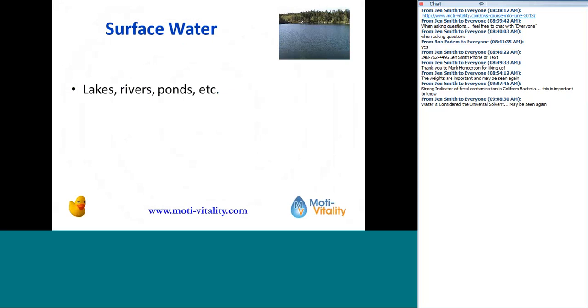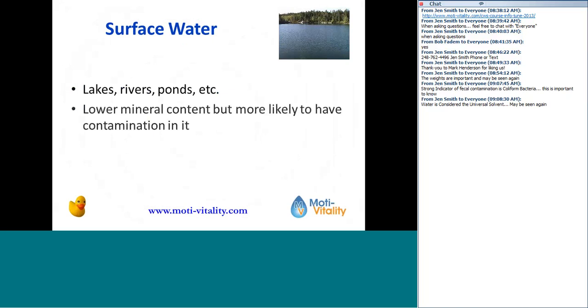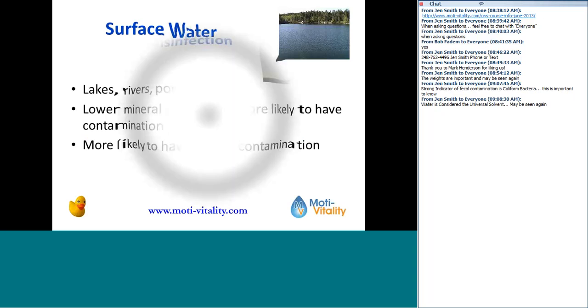So surface water: lakes, rivers, ponds, etc. That's what surface water is. It has a lower mineral content, but it's more likely to have contamination in it. So bacteria, algae, fish poop, and pollution and stuff like that. So it's more likely to have organic contamination.